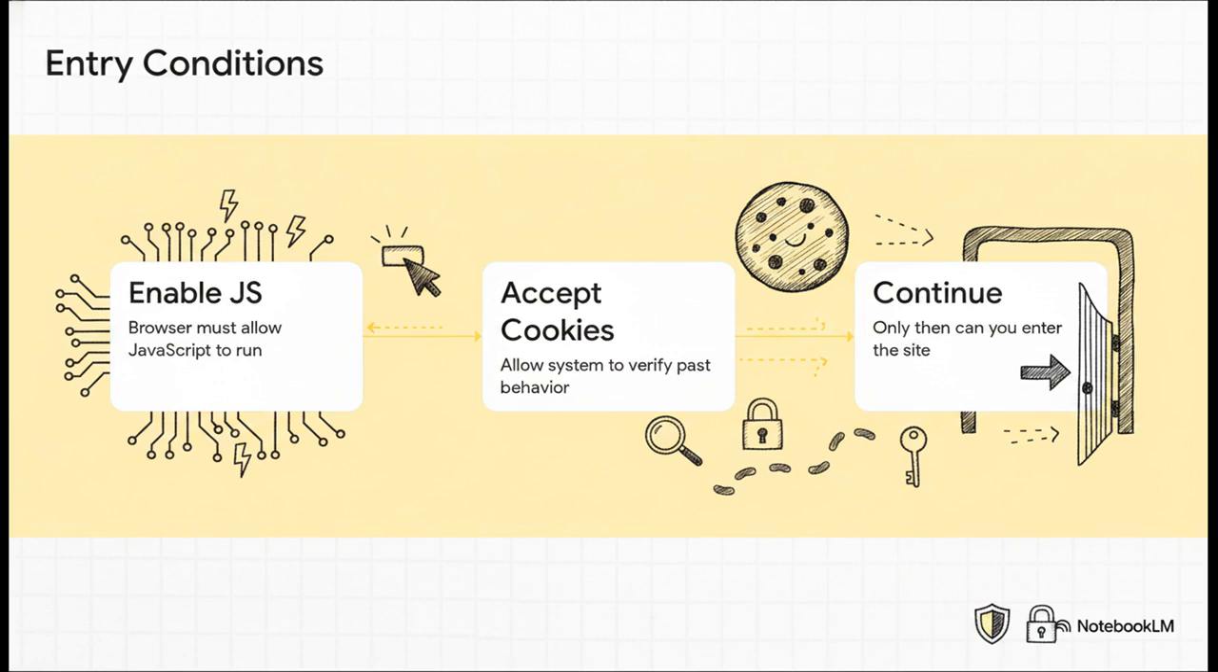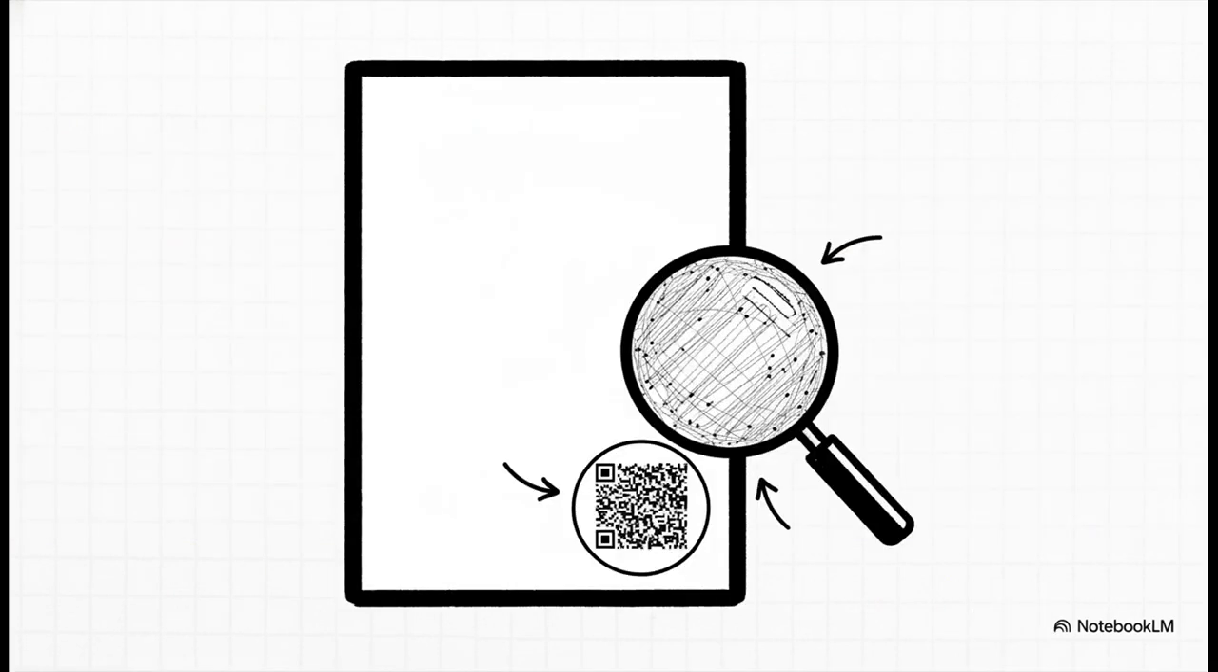This allows the system to verify your past behavior or establish a trusted session. And finally, step 3, only then can you continue. If you refuse these terms, the gate just will not open. You are straight up denied entry. Part 4. The mysterious Ray ID.